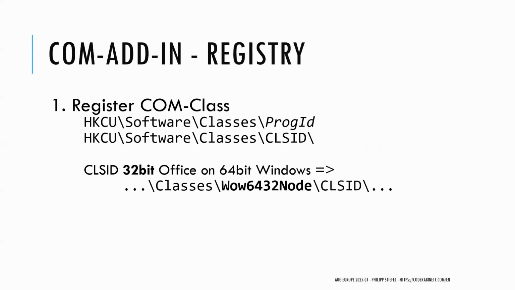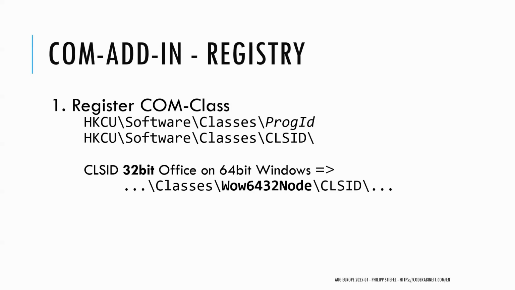In the registry, you first must register the COM class. And this goes to HKCU Software Classes ProgID. The ProgID is basically what you need to create a COM object. If you write in VBA CreateObject Access.Application, the Access.Application part, that is the ProgID. And you also must register a class ID, and that goes into the CLSID section of that registry branch. And that is a GUID, basically, that uniquely identifies your class.